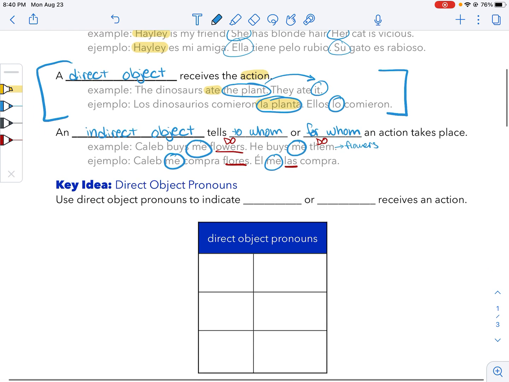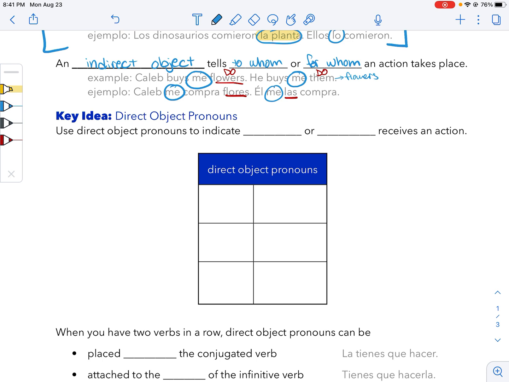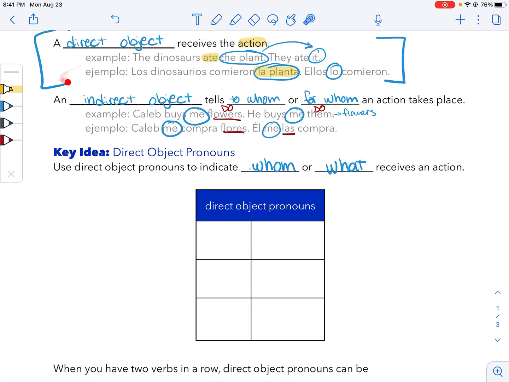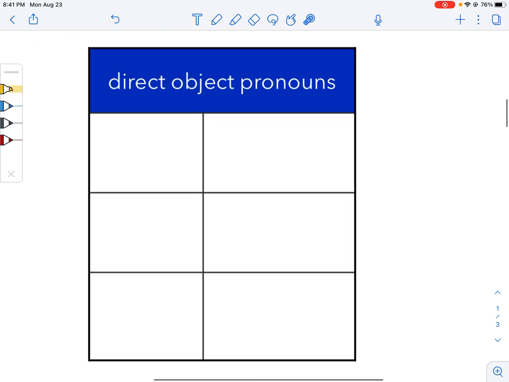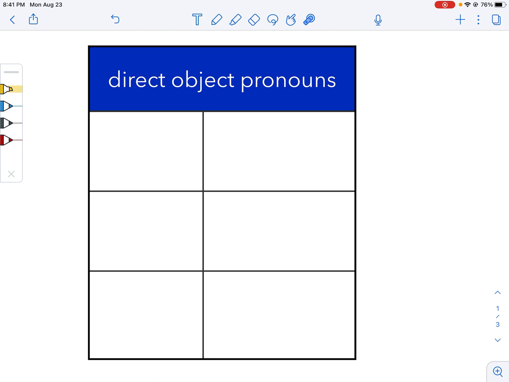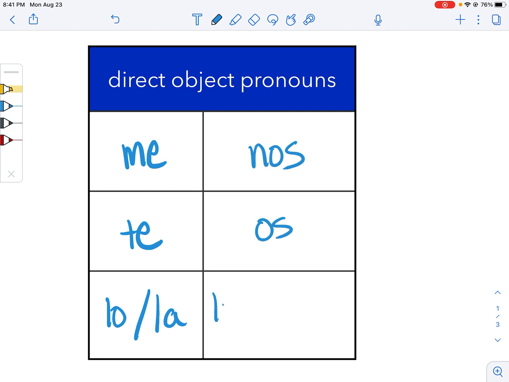Now, the direct object pronouns in Spanish will indicate not to whom, but just whom or what receives an action. These guys up here. Our direct object pronouns are me, te, lo, la, nos, os, los, and las.